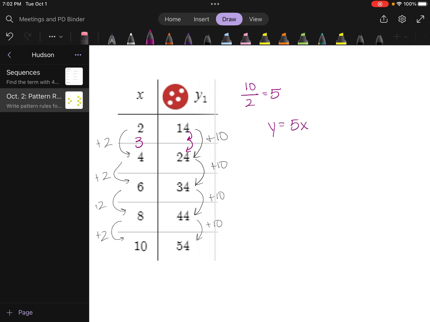And then I need to find that constant value, or my 0 term. So I'm going to check. If I went 2 times 5, that gives me 10. What more do I need to get to 14? Well, I can add, maybe not 14, I can add 4 to get to 10. And let's just check to make sure that works. 4 times 5 gives me 20. If I add 4, it gets to 24.